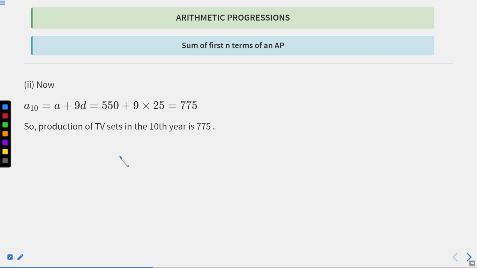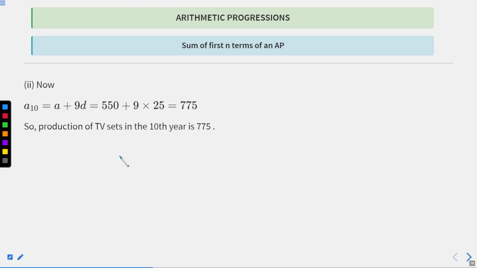And for the second one, A10, the 10th term of this AP, is equal to A plus 9D, that is equal to 550 plus 9 into 25, that is equal to 775. So the production of TV sets in the 10th year is 775.